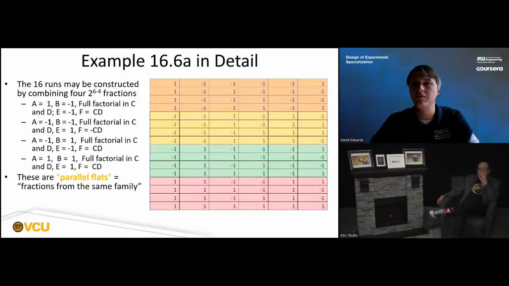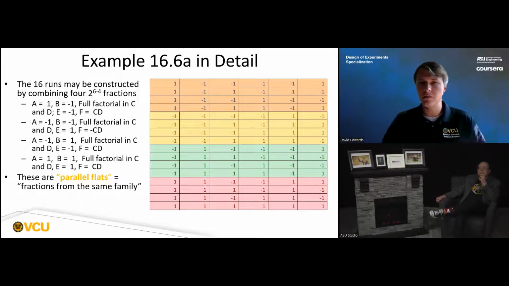Factor A has all the same signs. They're all -1s in this case. Factor B has all the same signs. C and D, once again, are a 2 squared. E has all the same signs. And then F is also the product of C and D, the opposite of it. If you look at every set of 4 runs that's present here, you see that same exact pattern. I've written them over there on the left, but the pattern is exactly the same in those.